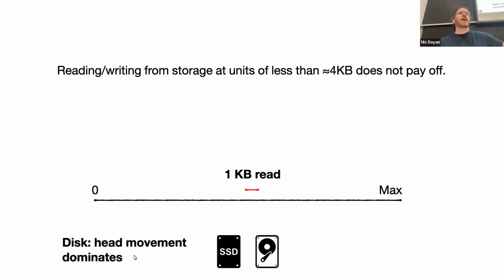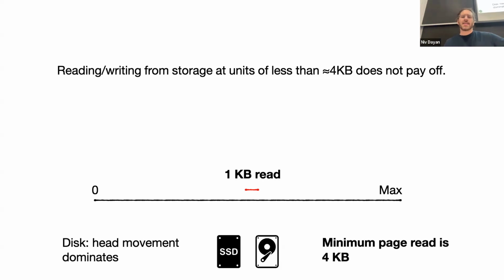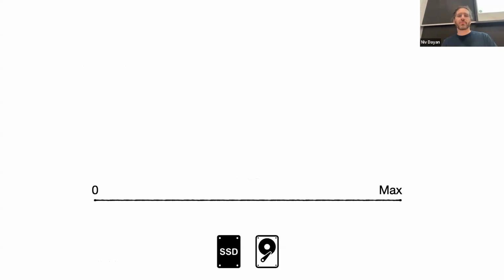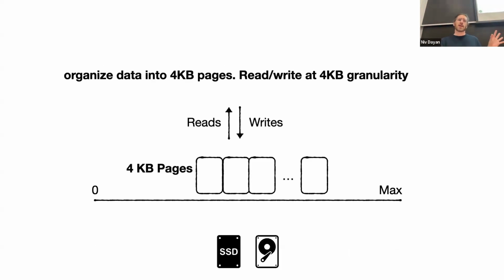head movement really dominates your I/O overhead. So if you're reading at very small units, you're not really taking advantage of sequentiality at all. And if you're using an SSD, you have a minimum granularity of 4 kilobytes anyway. So if you're doing any operation at a smaller granularity, you're not really winning anything. You're still reading and writing at 4 kilobyte chunks. For this reason, as we saw last semester, databases organize their data in pages. These are typically 4 kilobytes each, and that's the granularity at which we read and write.